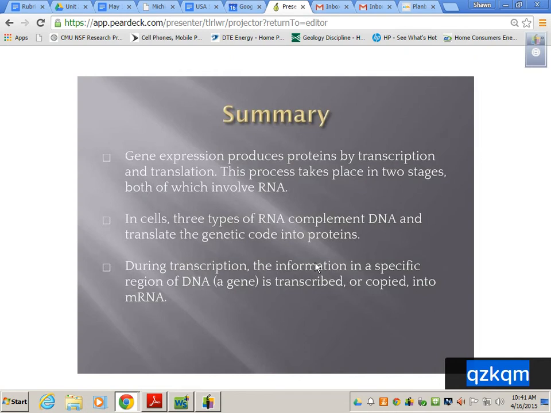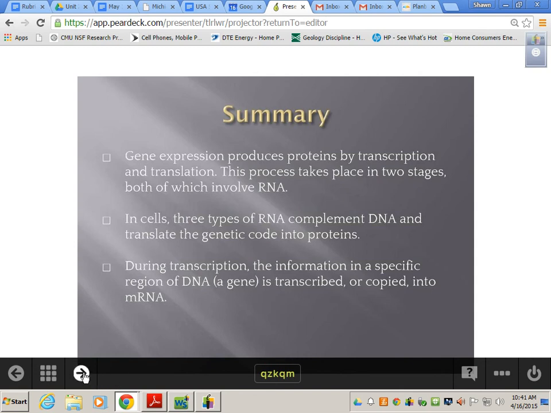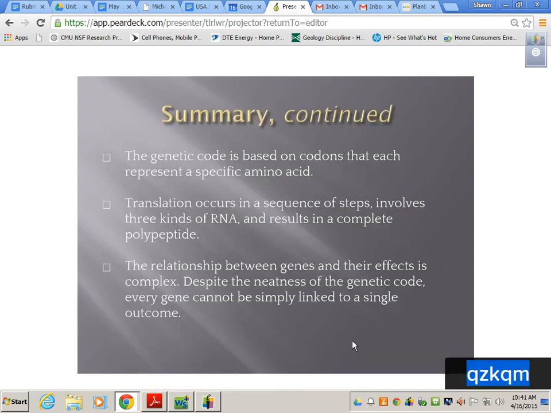During transcription, the information in a specific region of DNA is transcribed or copied onto messenger RNA in 3-letter words called codons. Now, the genetic code is based on codons. We use that codon chart to find out which of the 20 amino acids it codes for. Please remember that there are 20 different amino acids, but there are 64 different codons, so some codons will code for the same amino acid. Sometimes you have more than one codon for each amino acid.